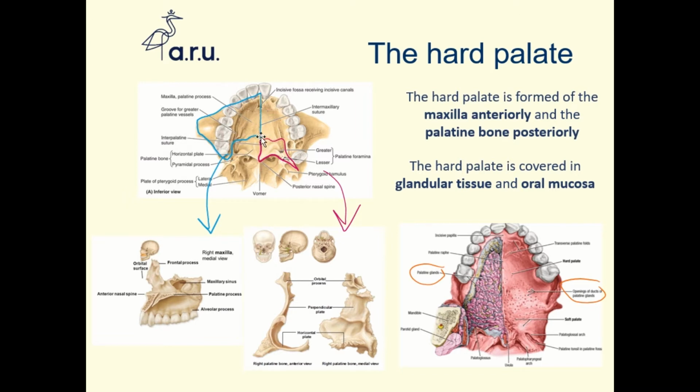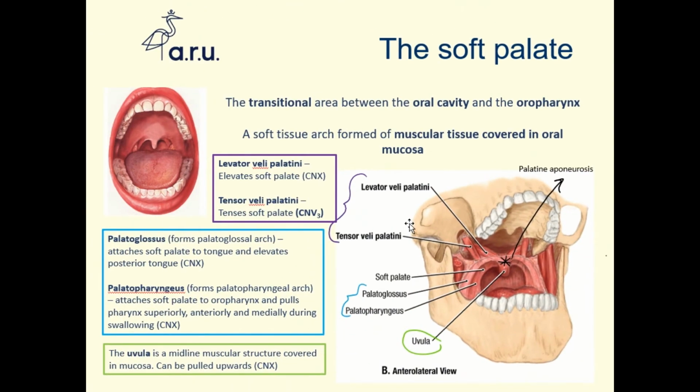The hard palate, in turn, is then covered over by different glandular tissues, which are then wrapped over by the oral mucosa. Right, so let's talk a little bit about the soft palate now. You can see the soft palate over here inside the oral cavity. The soft palate comprises an aponeurotic sheath, which is covered over by a mucosal lining.